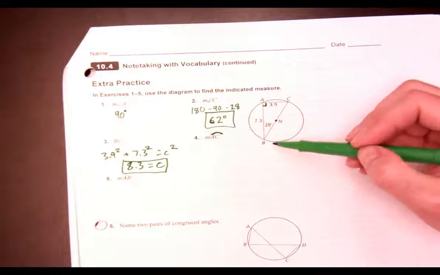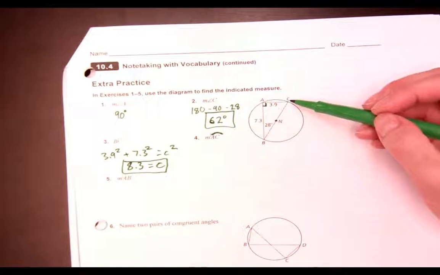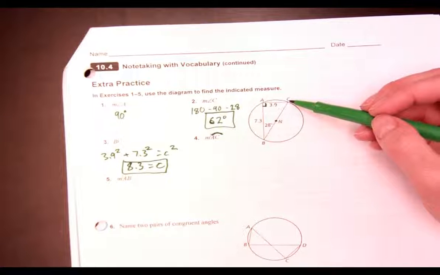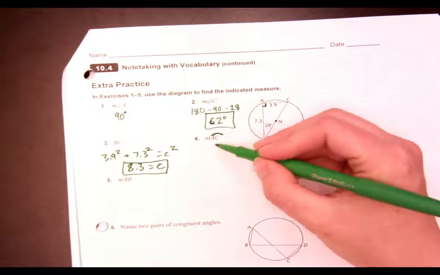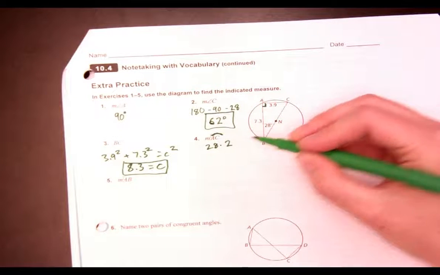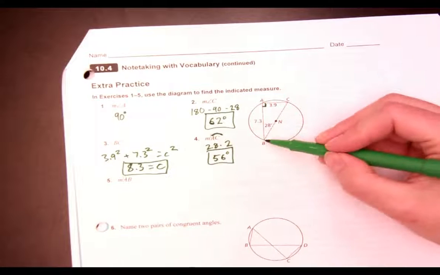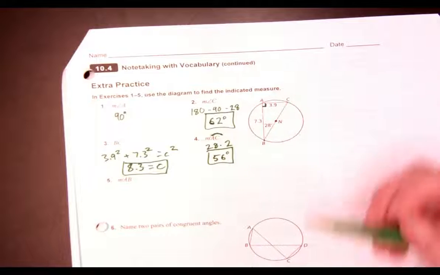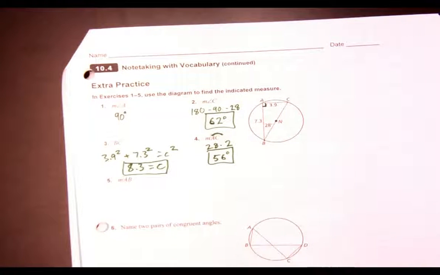So what do we use to find the measure of arc AC? 28 degrees? No. Times by 2. 28 times 2, what's that come out to? It's half, because it's... yeah, 56. So remember, if it's inscribed, if the vertex is on the other side of the circle, then it's half, so we have to do times 2. If the vertex is in the center, then it's the same.